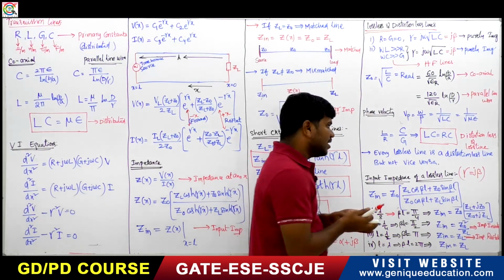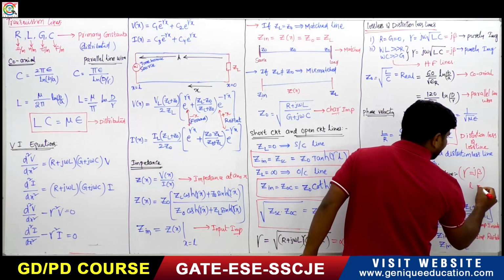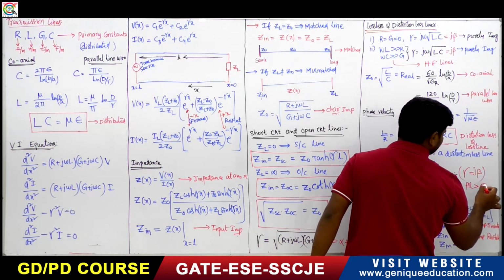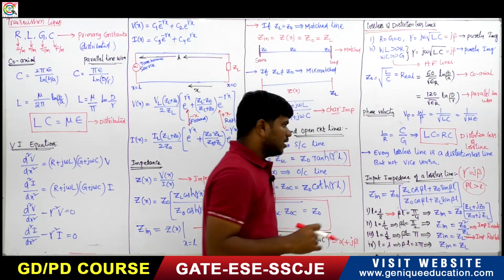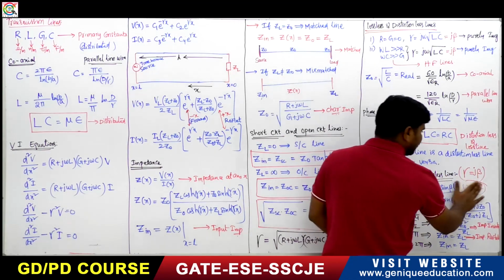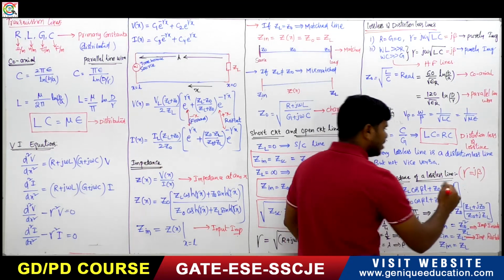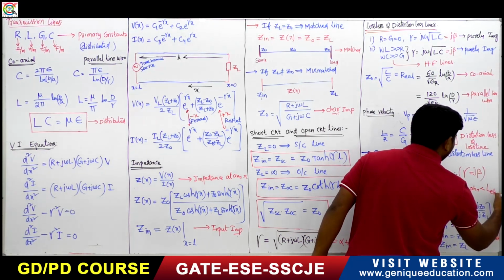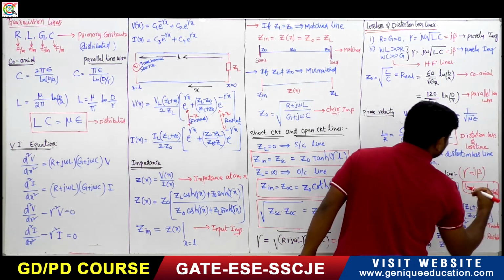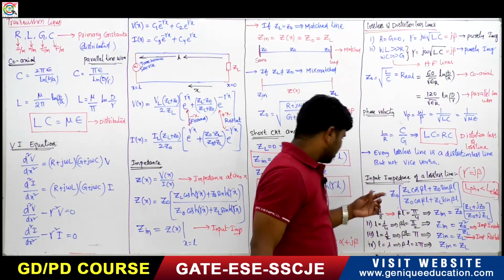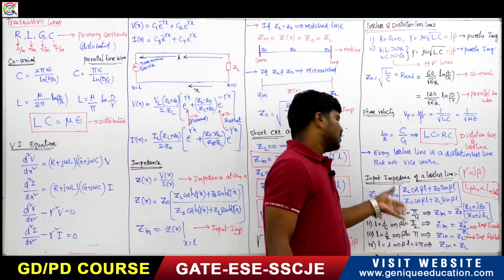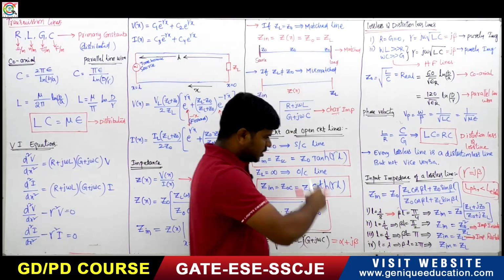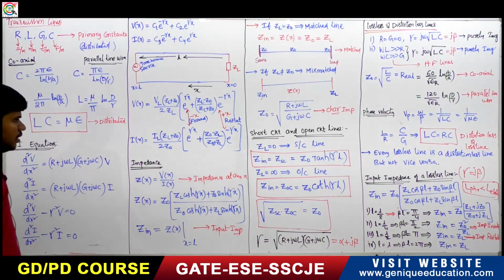And one more important thing is that the physical length L is always less than beta L, the electrical length. For this L, we have to multiply with 2 pi by lambda. So that's why the physical length will be less than the electrical length. This is a very important thing.